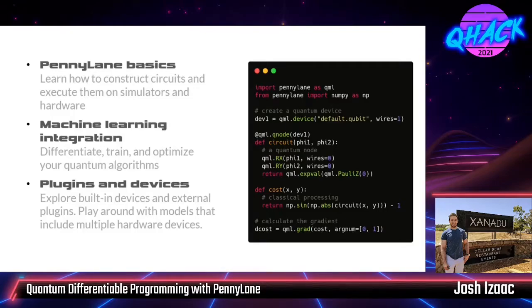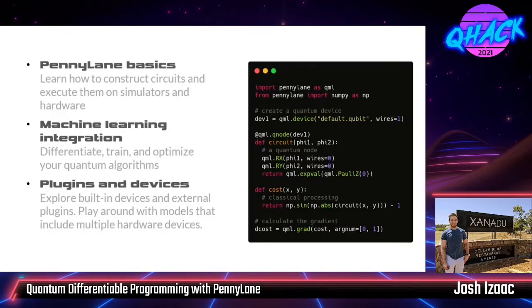PennyLane comes with a huge variety of performant simulators for rapid prototyping, but we also provide a range of plugins, allowing PennyLane to make use of external simulators and hardware devices. This includes photonic hardware, trapped ion hardware, and superconducting qubit hardware. You can even construct models that include multiple quantum devices in a single calculation.